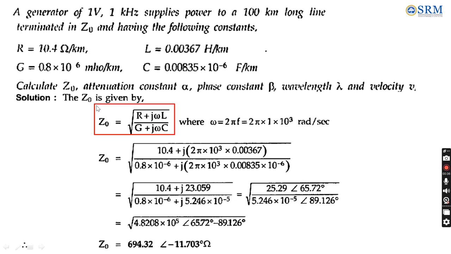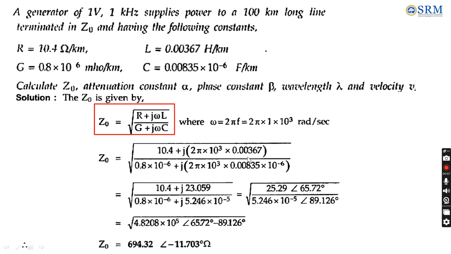the velocity v. Characteristic impedance is given by this relation, which is equal to root of (R plus j omega L) divided by (G plus j omega C). All the parameters are given except omega. Omega we know is equal to 2 pi f, and from the given frequency of 1 kilohertz we can find the angular frequency omega in radians per second.